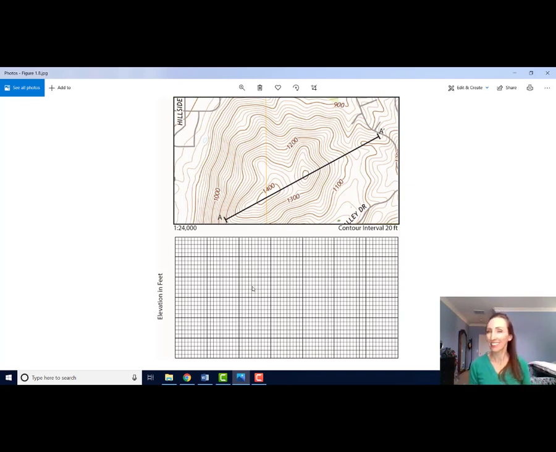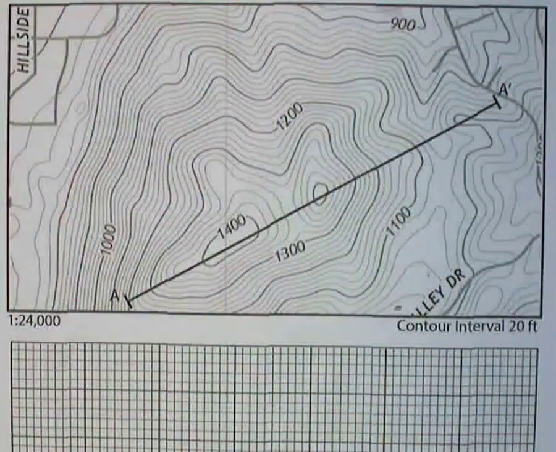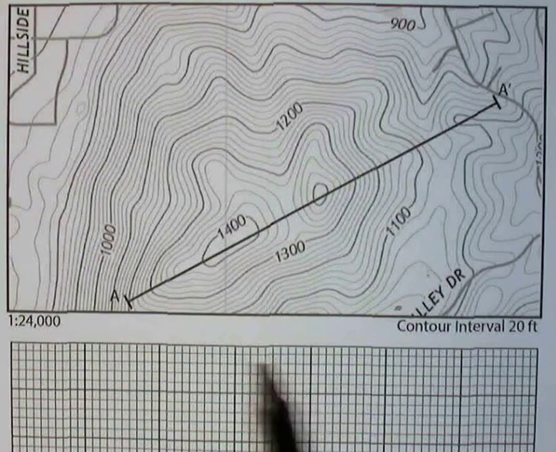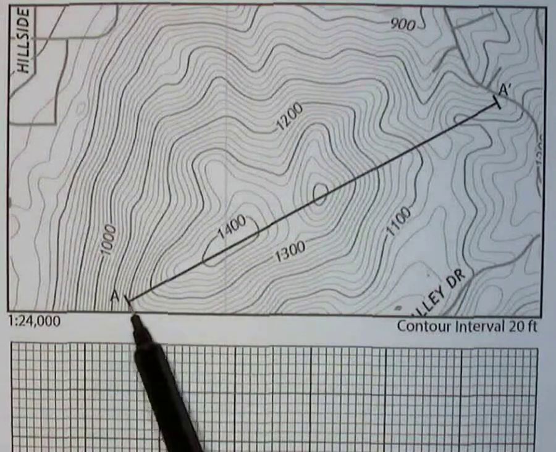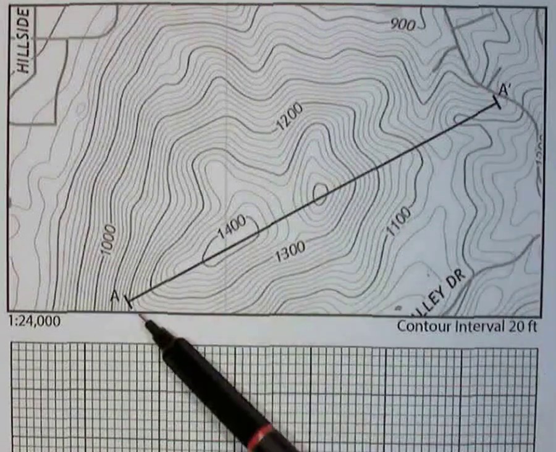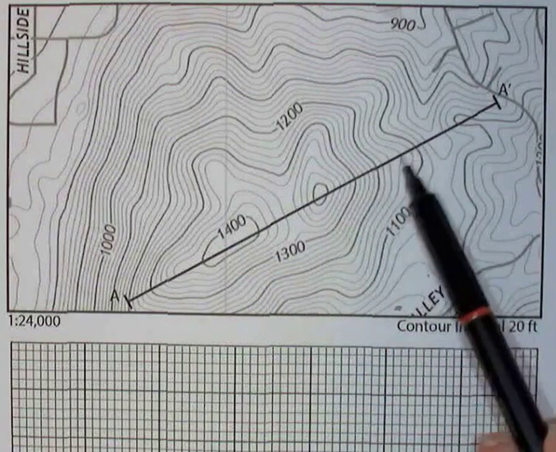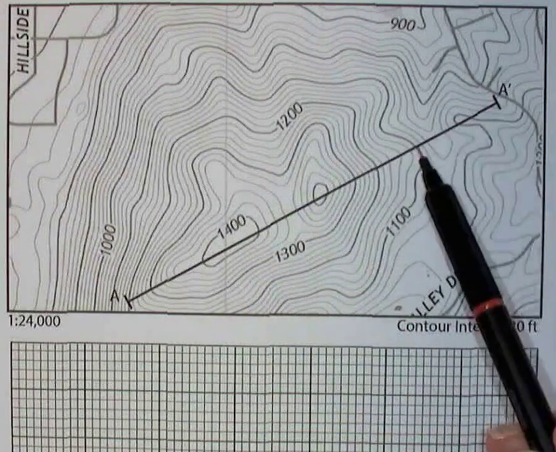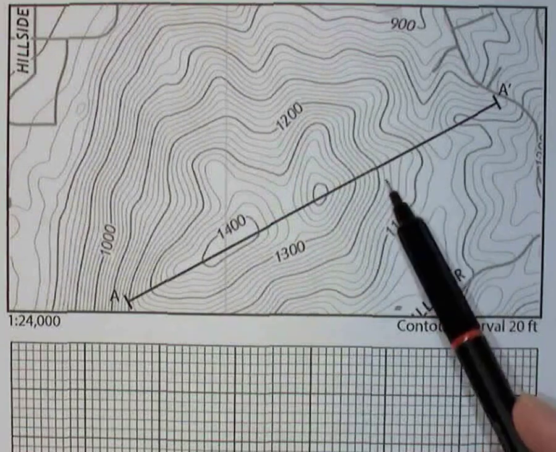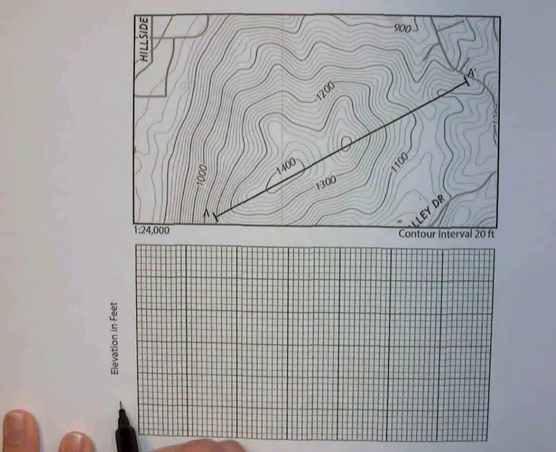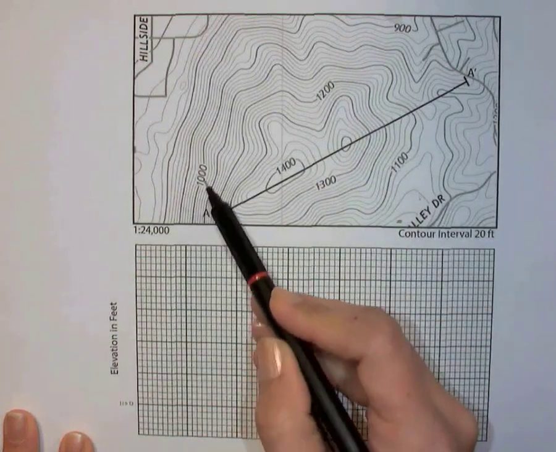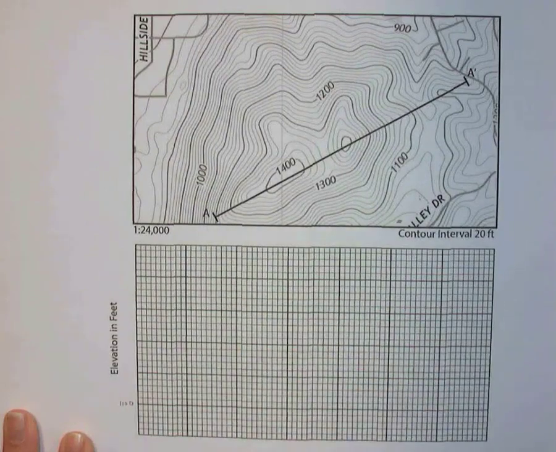Now let's get started. The first thing we need to do is to label the y-axis with the proper elevations. So if I look, I notice that my line A to A prime is going to go up to 1,400 feet. That's the highest I'm really seeing it go. And then down here, I'm definitely going past the 1,100 feet mark. So what I'm going to do is mark this at 1,100 feet. Now I do notice I don't get down to the 1,000, right? If I did, I'd want to make sure that I'm labeling this correctly.